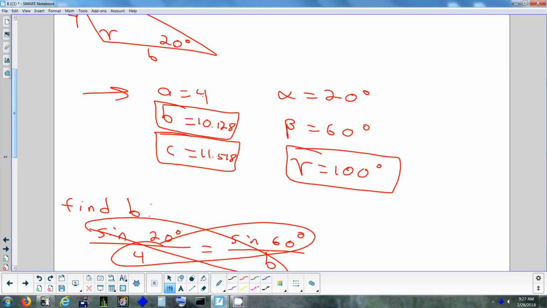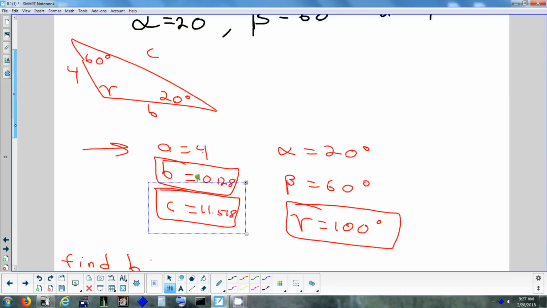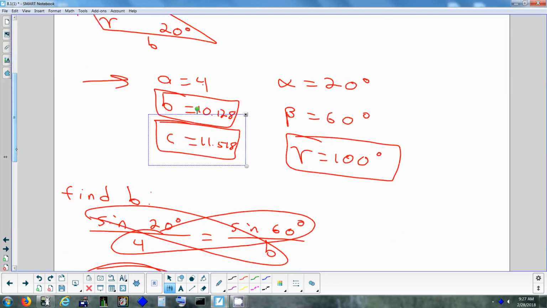And the other thing is any 2 sides added together should be bigger than the third. So 4 and 10 gives me 15. That's bigger than 11. 10 and 11 gives me 21. That's bigger than 4. And 4 and 11 gives me 15.5, which is bigger than 10. So any 2 sides added together should be bigger than the third. If that doesn't happen, then something's really wrong. Okay. So, questions on angle side?